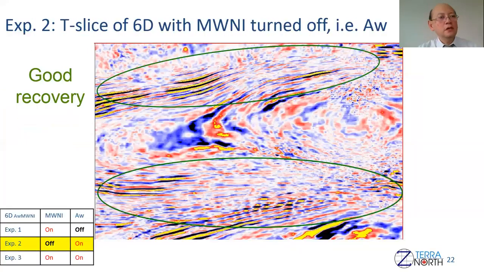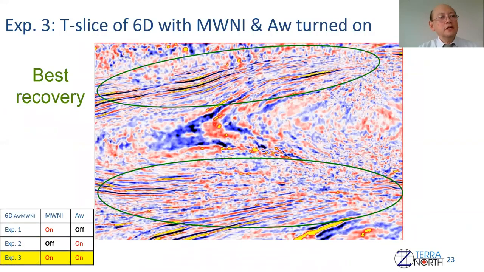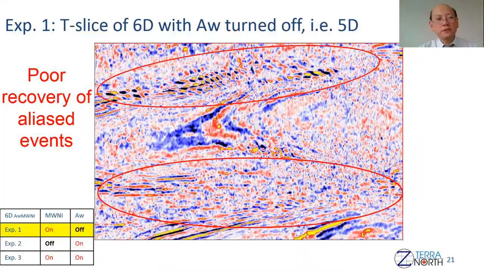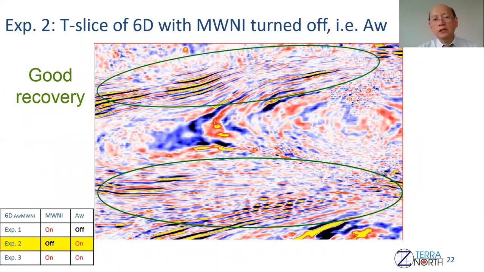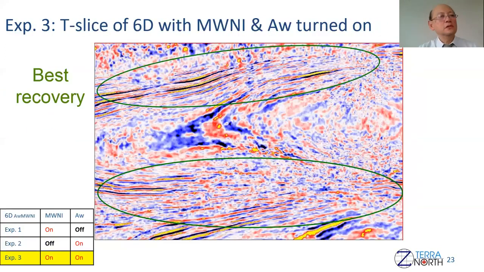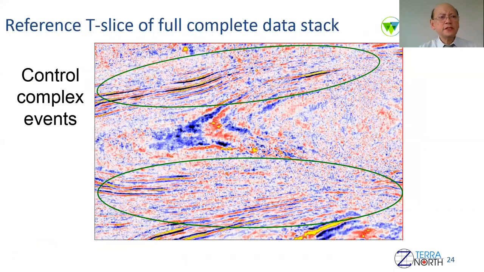Input, output. Experiment 2 is a time slice of 6D with MWNI turned off and AW on, with AW action only, the A^I. It already gives you a good recovery of the aliased event. Experiment 3 is a time slice of 6D with MWNI and AW turned on, full-blown. As you can see, experiment 1, 5D only. Experiment 2 is the A^I, and very close to experiment 3. This is the reference time slice of the full complete data set.